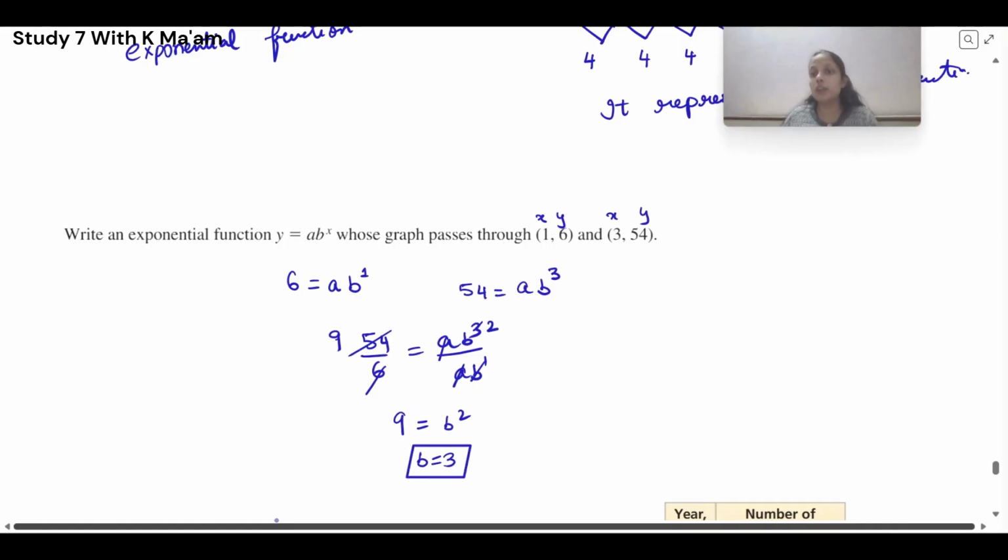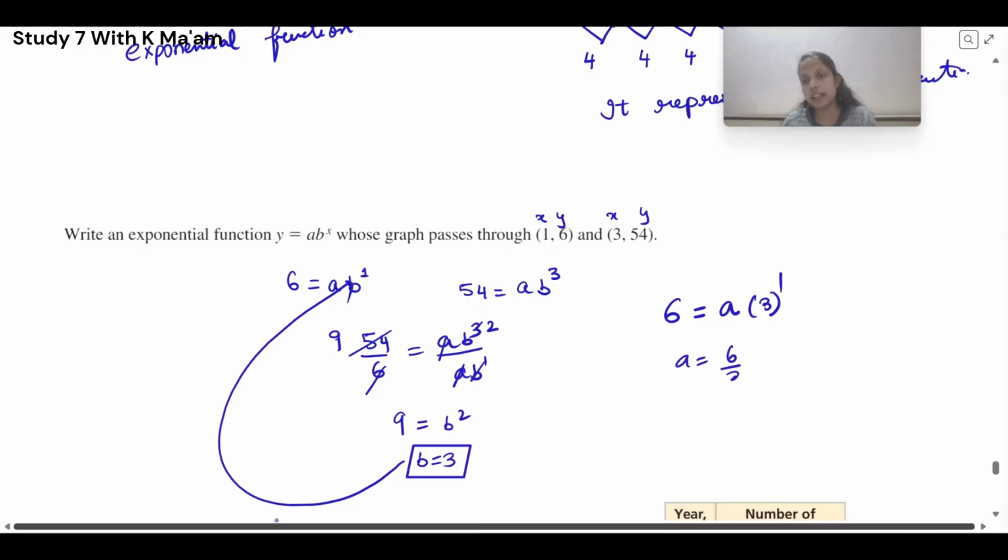As you got b is 3, substitute the b value here. You will get 6 equals a times 3 power 1. A is equal to 6 by 3. We are getting a is 2. So a is 2, b is 3. What's the function? Your original function is y equals 2 times 3 power x. Done. This is the answer.